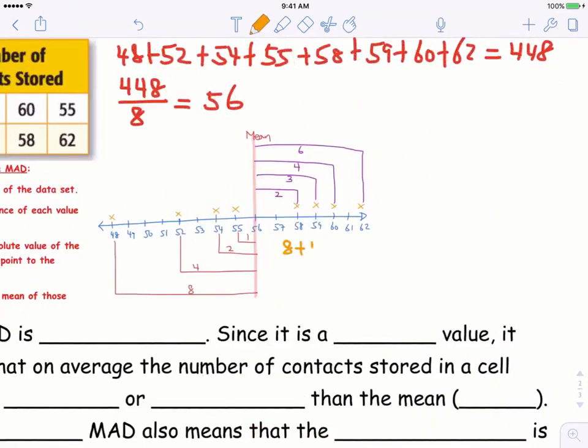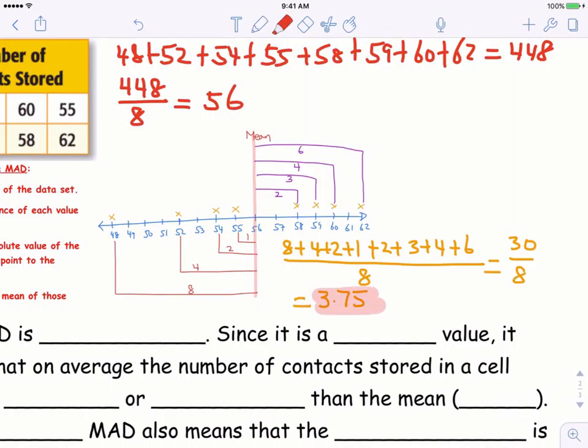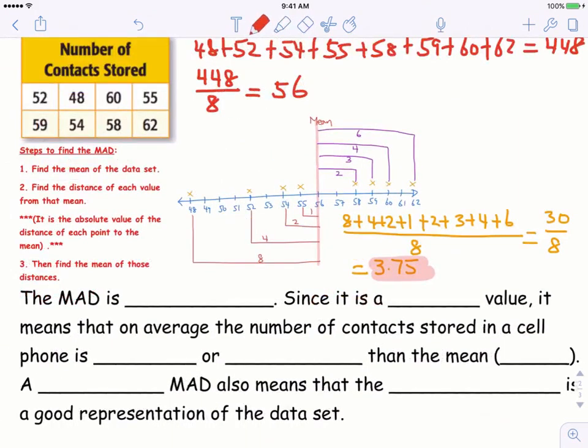The last step is to find the average of all these numbers, which add up to 30, and 30 divided by 8 is 3.75. So to wrap this up, let's fill in the blanks below. The MAD for the number of contacts stored is 3.75.